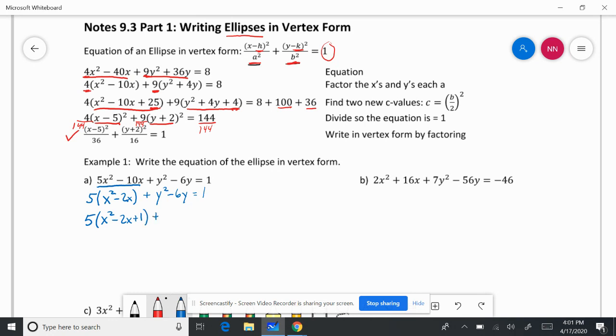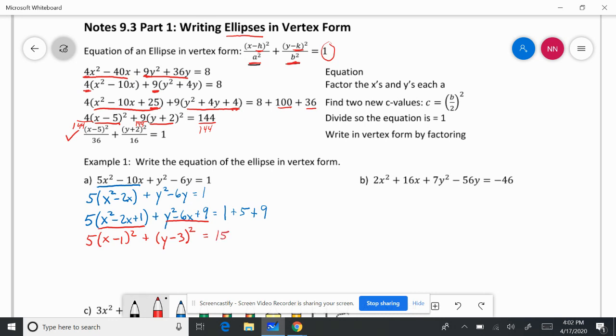With the other one, we're going to do the same thing. We're going to take the negative 6, divide it by 2 and square it. And that gives us a 9. Now, 5 times 1 is 5. And then here we have a 9. So we're going to factor our trinomials. The first one becomes x minus 1 squared. This trinomial gives us y minus 3 squared. And it's equal to 15.